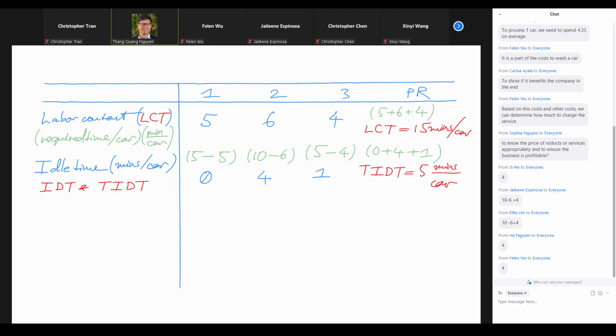All right, so after we calculate the idle time, now we can calculate the next one. We call that the, so this one is called the employee utilization.